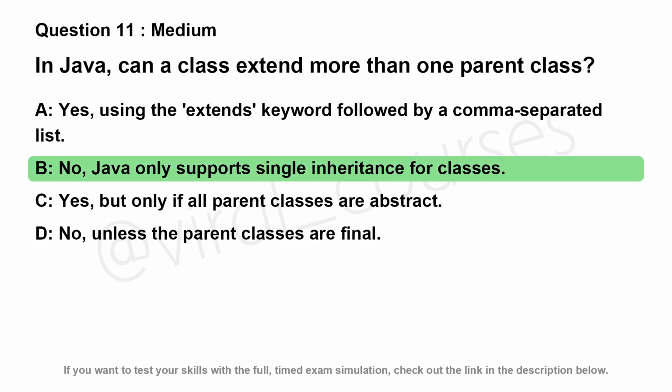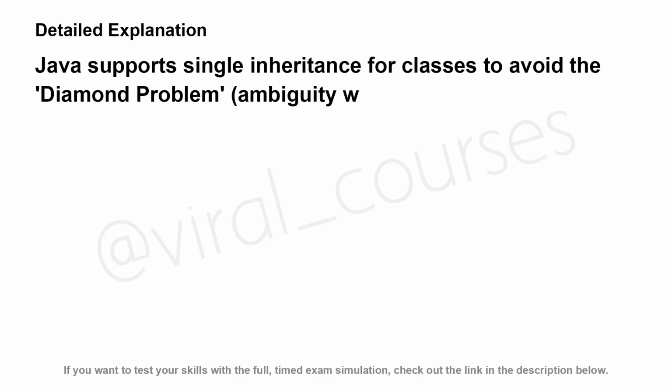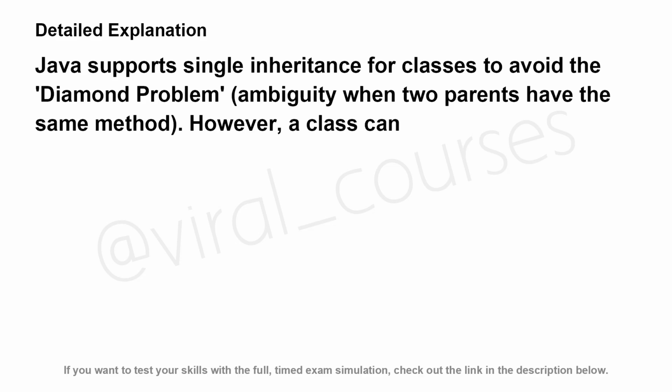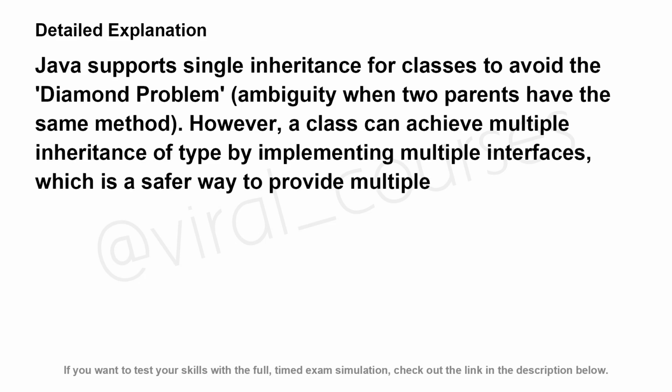The correct answer is B. Java supports single inheritance for classes to avoid the diamond problem: ambiguity when two parents have the same method. However, a class can achieve multiple inheritance of type by implementing multiple interfaces, which is a safer way to provide multiple behaviors to a single class.